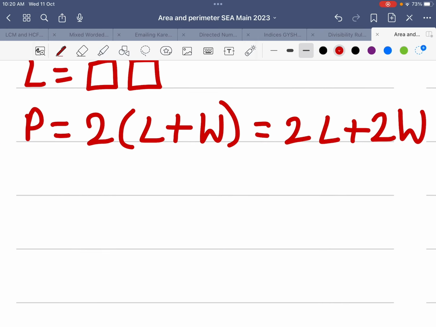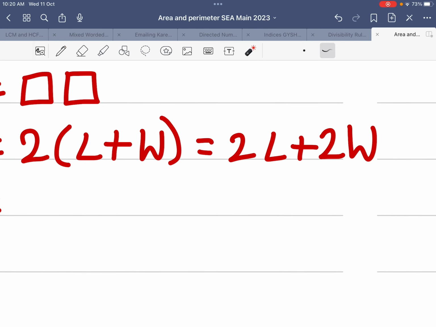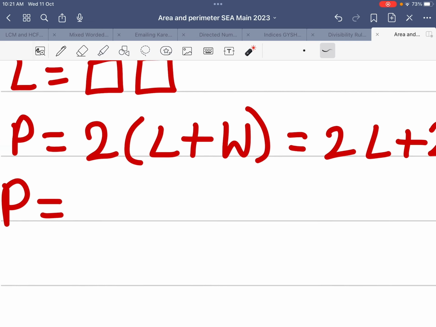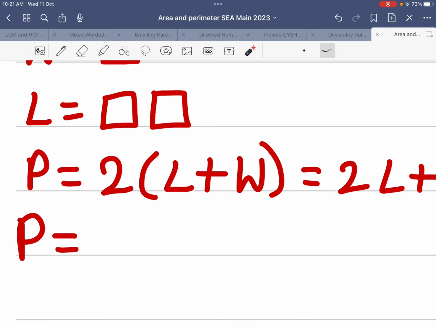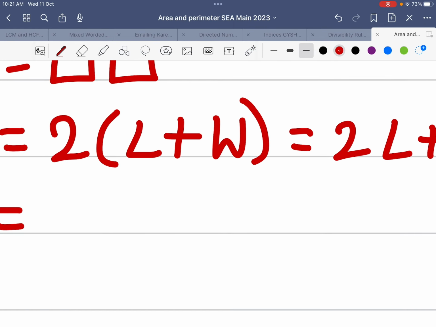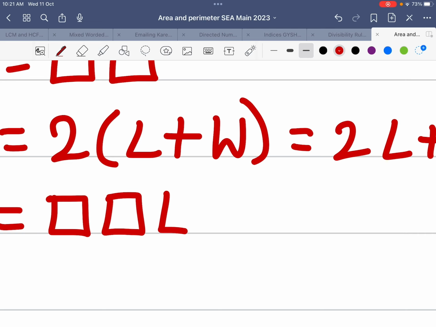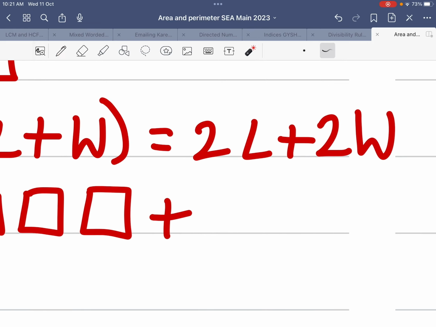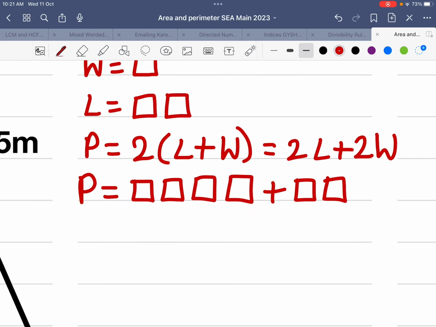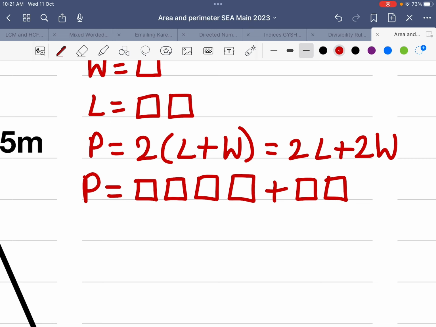So let's put that in terms of boxes. The perimeter is equal to, so we will use this one here. 2 of the length, so the length is 2 boxes, as we can see here. The 2 of the length will be 4 boxes. And the width is 1 box. So 2 of the width will be box plus box, which is 2 boxes. So the perimeter is a total of 6 boxes.